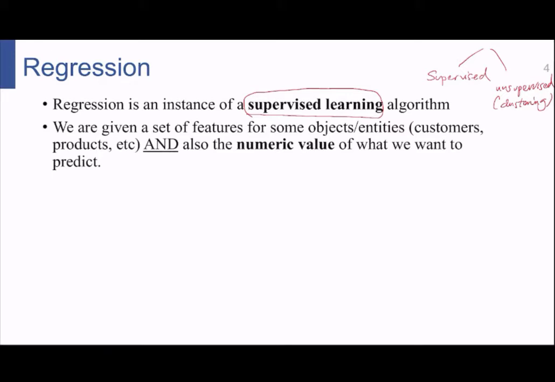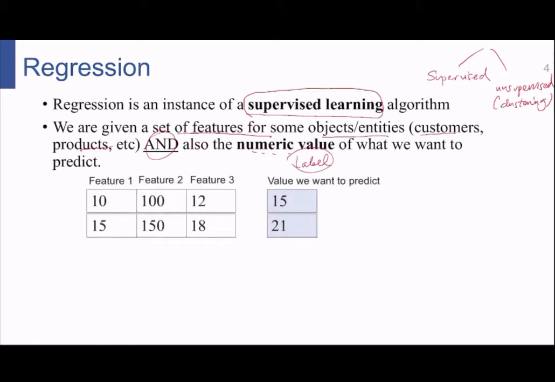It's an instance of a supervised learning algorithm because we are given a set of features for the objects that we are monitoring, be it customers, products, etc. And also the numeric value that we want to predict. So this is essentially the label. That's why this is a supervised learning algorithm.